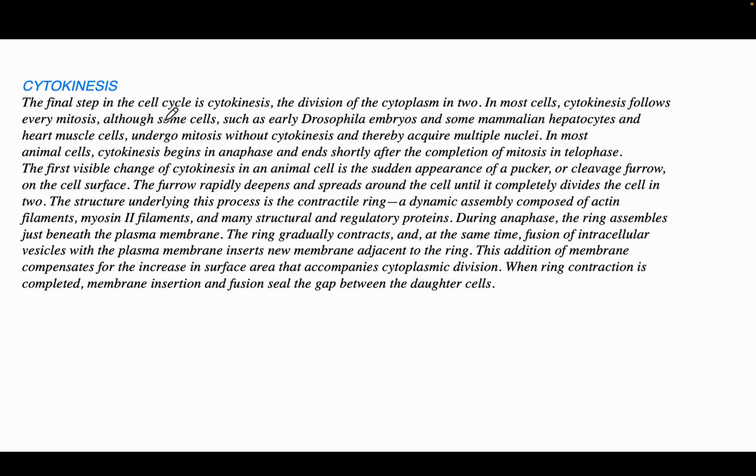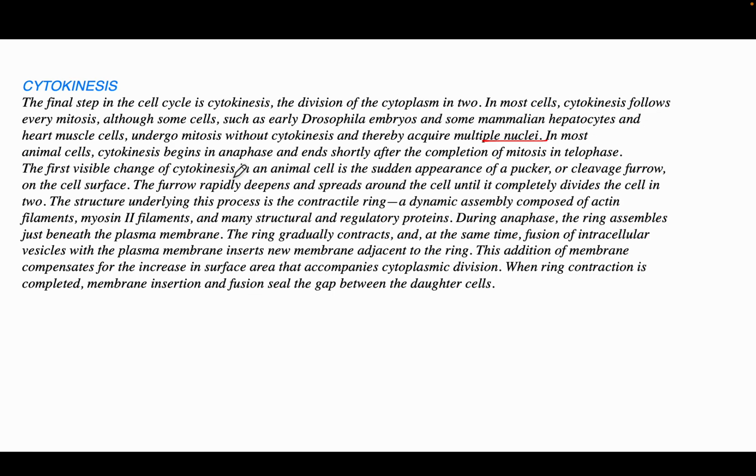The final step in the cell cycle is cytokinesis, the division of the cytoplasm in two. In most cells, cytokinesis follows every mitosis, although some cells, such as early Drosophila embryos and some mammalian hepatocytes and heart muscle cells, undergo mitosis without cytokinesis and thereby acquire multiple nuclei. In most animal cells, cytokinesis begins in anaphase and ends shortly after the completion of mitosis in telophase.